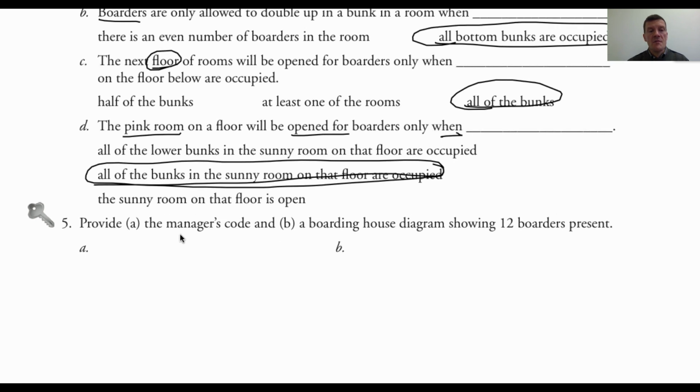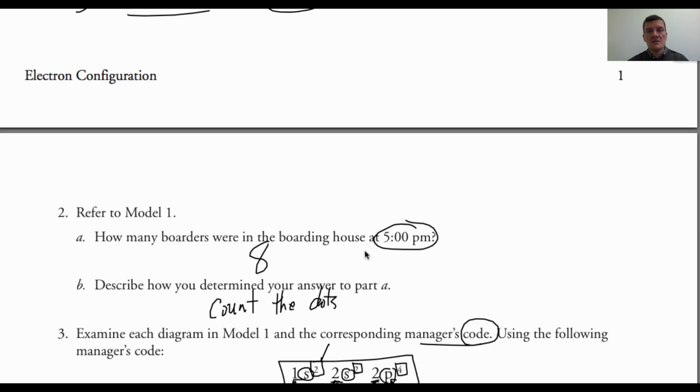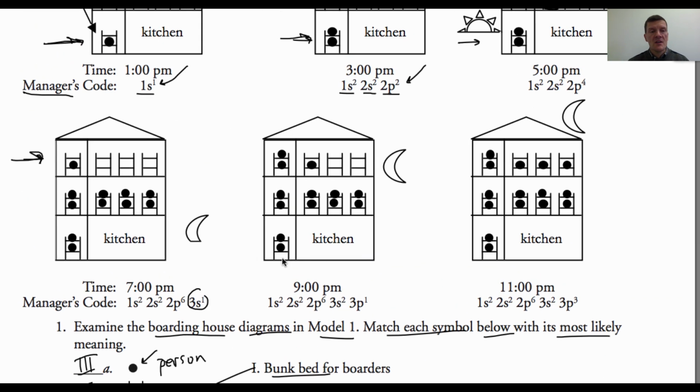So, provide the manager's code and a boarding house diagram below showing 12 boarders present. So, if we have 12, let's look at our model here, by the way. 2, 4, 6, 8, 10, 12. There's 13. So if you had 12, you would just be showing this right here. Okay, I'm not going to draw it all out, but the code would be everything except for this last part. So your code for 12 would just be this right here.